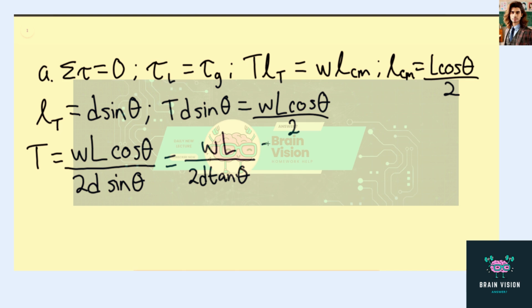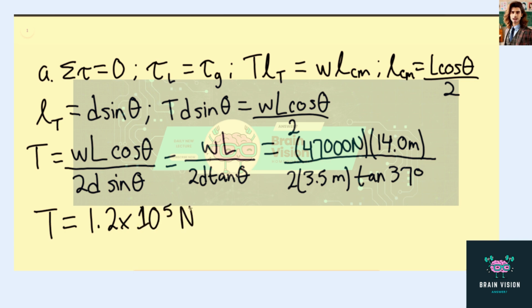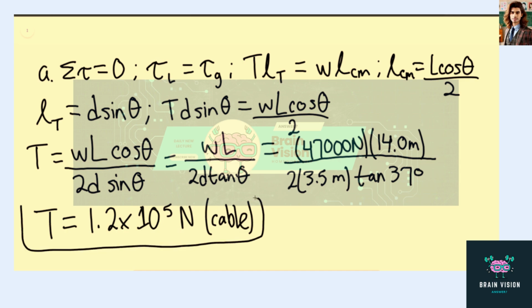So this is equal to 47,000 newtons, the weight, times the full length, 14.0 meters, divided by 2 times 3.5 meters, times tangent of 37 degrees, and we find that the tension in the cable is equal to 1.2 times 10 to the 5th newtons. Again, the tension in the cable. So this would be your answer for part A.